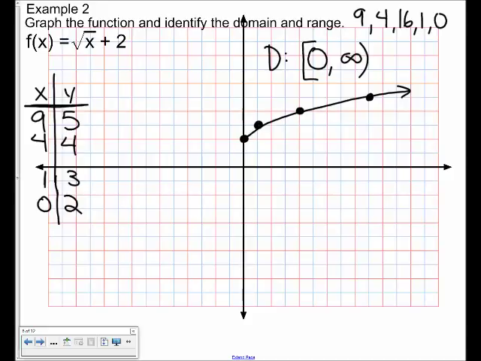I have a question. Yes? Will that line always be solid? Yes, this line will always be solid. Good question. All right, now the range.